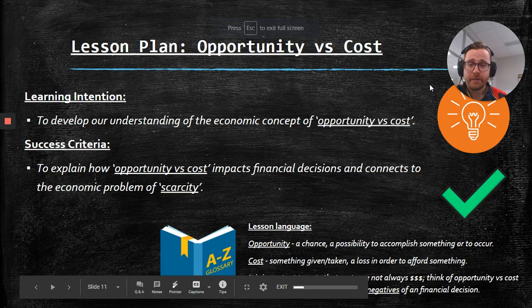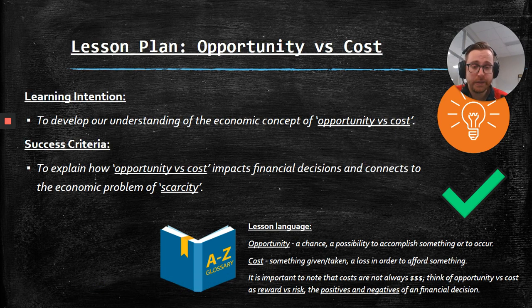So here's our lesson plan. I've gone through that before. Lesson language for this is opportunity and cost, obviously, because that's what we're looking at. So opportunity, just giving you a real simple definition. Opportunity is a chance, it's a possibility for something to occur. Usually it's a positive thing, but opportunities are a good thing, usually. And a cost is something given, something taken. It's a loss in order to afford something. So it's usually a negative thing.